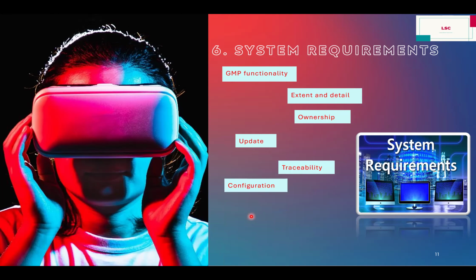Next, configuration. It should be clear what functionality we want configured in our system. It should be very clear. We can say the configuration specification should be very clear so that whatever functionality we expected can be obtained, and it should be controlled by your configuration specification only. So this is all under the system requirements of this guideline.